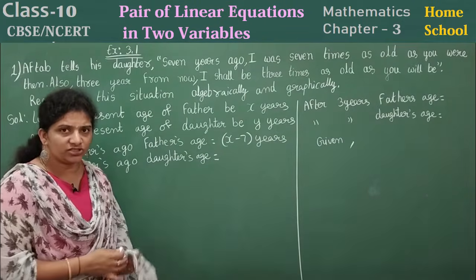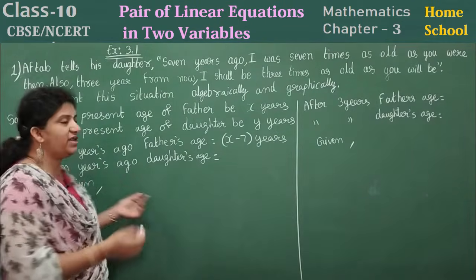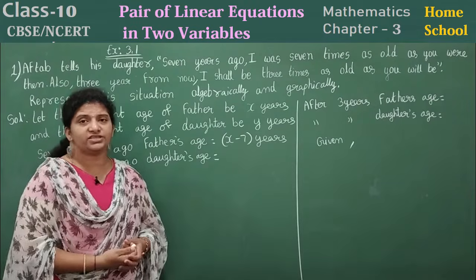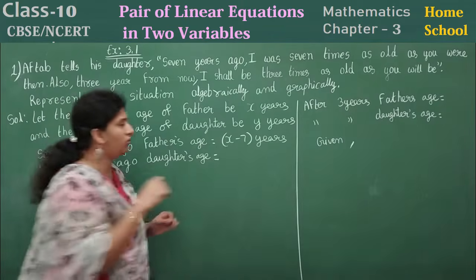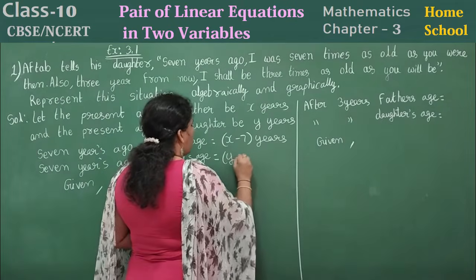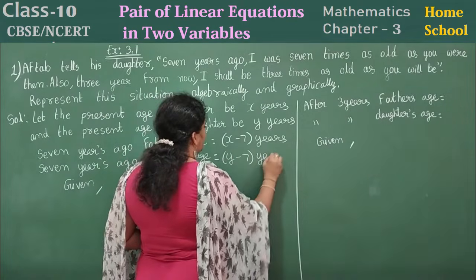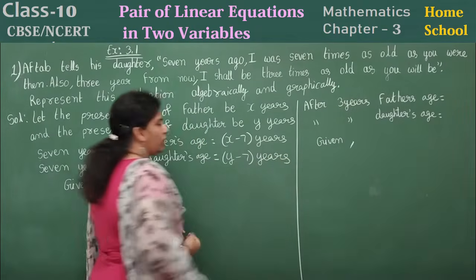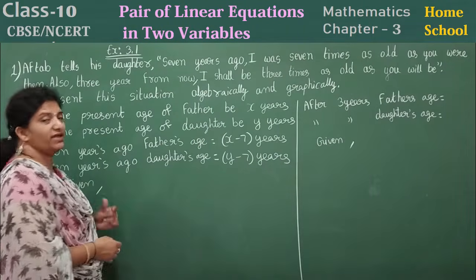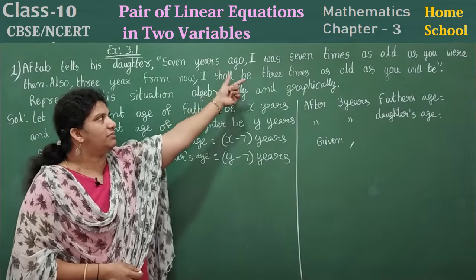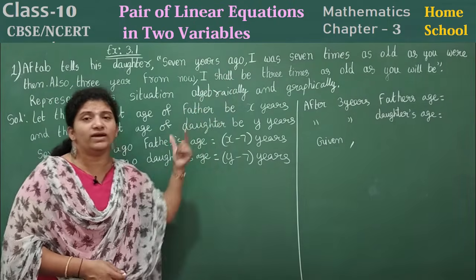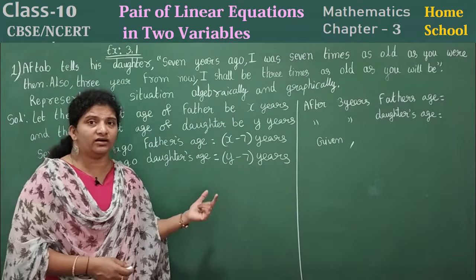Are you able to follow, children? So now 7 years ago, the daughter's age. The daughter's present age is Y. 7 years ago it will be Y minus 7 years. Okay, now what is given here? According to the statement, let's see the statement. I was, who is I referred to here?